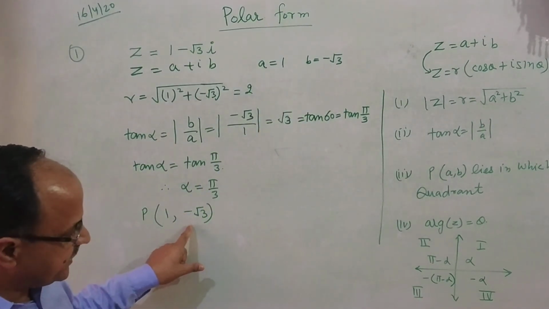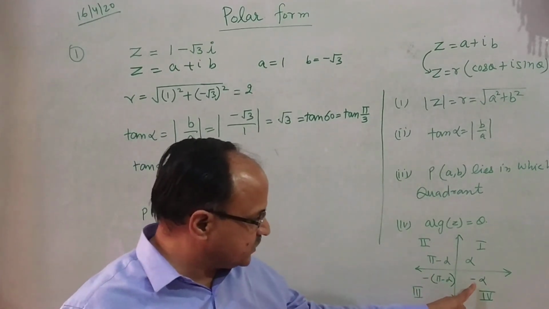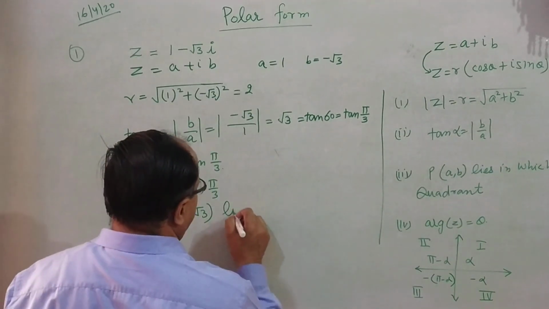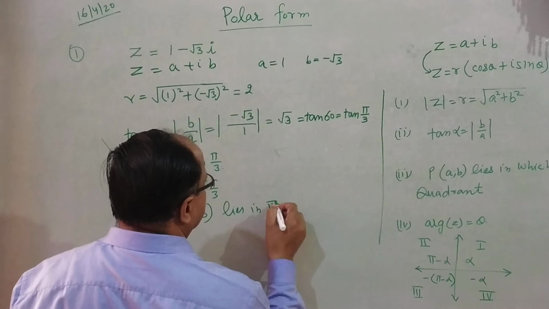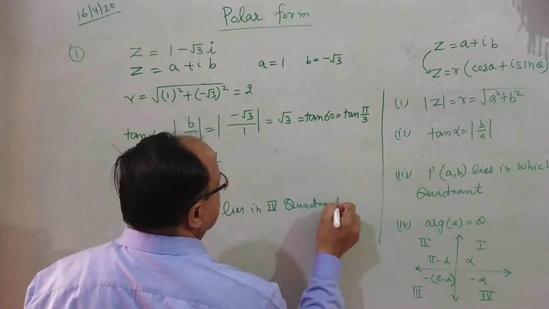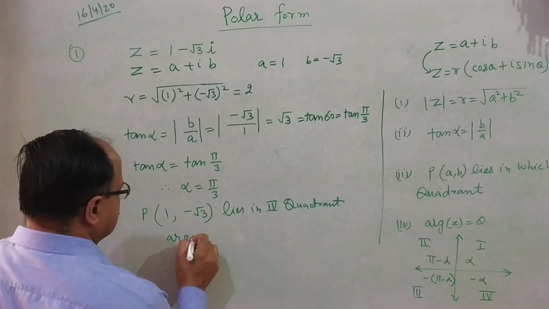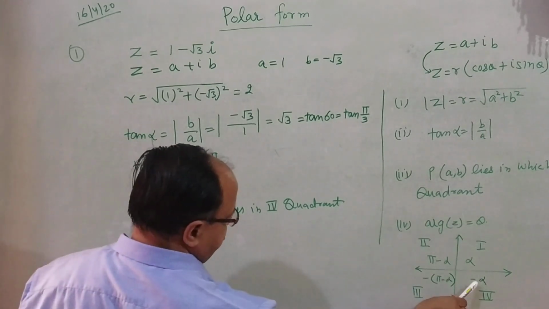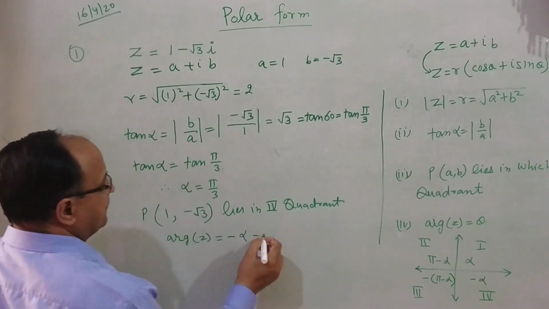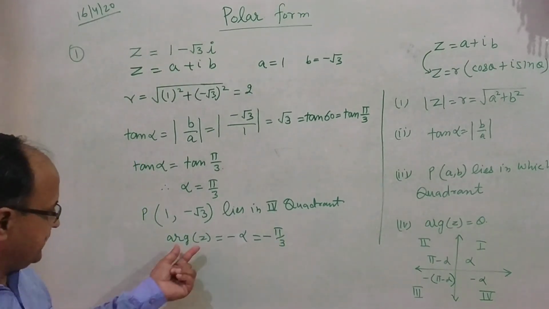This point lies in which quadrant? Can you tell? This point, x positive, y negative. It means fourth quadrant. It lies in the fourth quadrant, and in the fourth quadrant the argument of Z is minus alpha. What is the value of alpha? Pi by 3. And argument of Z means theta.